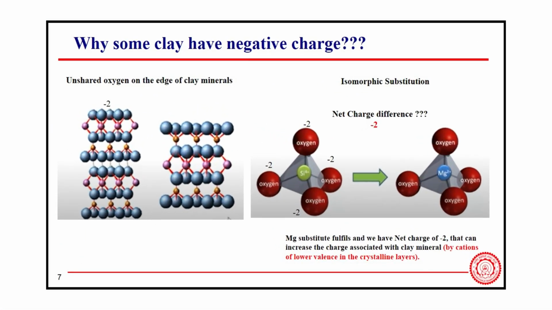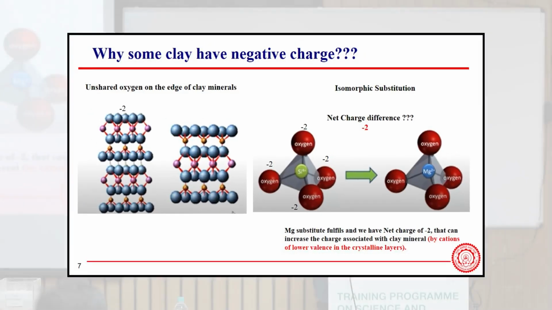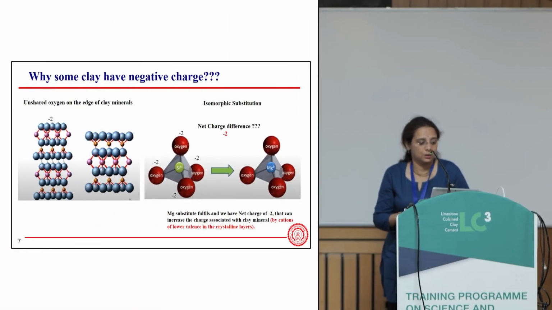We talked about plasticity. What is the reason behind this plasticity? It is due to the presence of negative charge along the edge. If we go to the molecular level, we can see that there are always unshared oxygen atoms along the edge of the continuous chain, and along that edge we always have a negative charge. This is the reason why these clays have a negative charge.